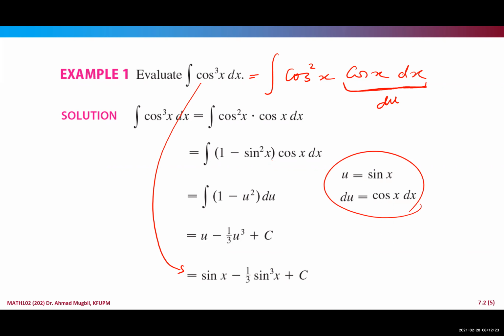What is new here is that we use an identity. We use that cosine squared is 1 minus sine squared. And this is usually what we are going to do today. This is why we call them trigonometric integrals. We will use trigonometric identities, so we will always keep them in mind.